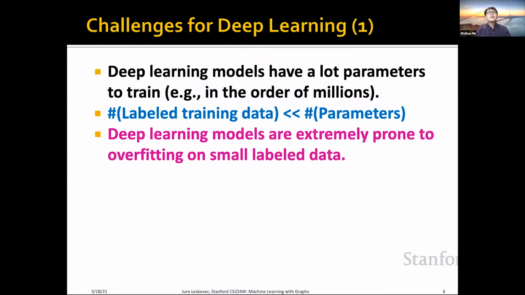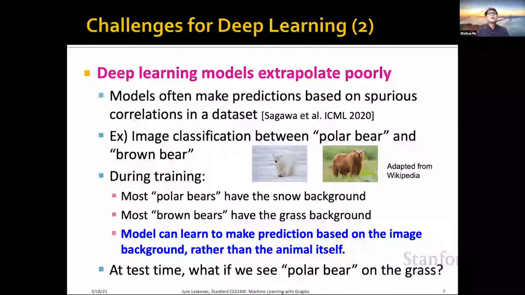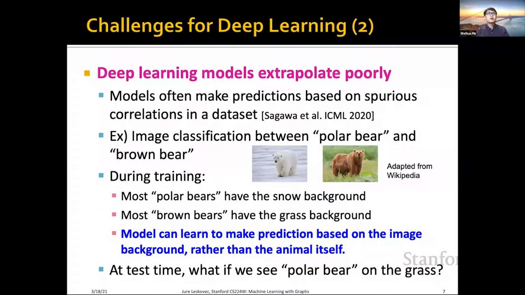And especially these two challenges are becoming more challenging for deep learning. The first point, label scarcity: deep learning models have a lot of parameters to train, typically in the order of millions. And in this regime, the number of training data is much less than the number of parameters, and deep learning models are extremely prone to overfitting on small labeled data. Another issue is that deep learning models are known to extrapolate poorly. It's reported that models often make predictions based on spurious correlation in a data set without understanding the true causal mechanism of how to make predictions.